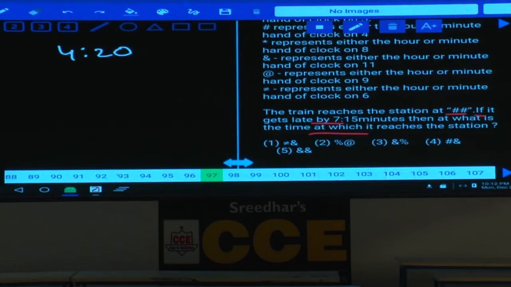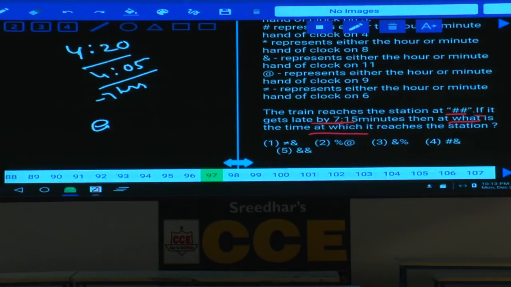Okay, if it gets late by 7:15 minutes, then at what time does it reach the station? Hence 4:20 plus 7:15, it must be like this. Or else, if you take in your own words, 4:20 minus 7 hours 15 minutes. If you go 15 minutes back, this will be 4:05. And from 4:05, again 7 hours back. If you subtract 7 hours from 4:05, what is the time here? 4 plus 3 should be subtracted. That means this will be 9:15, isn't it?